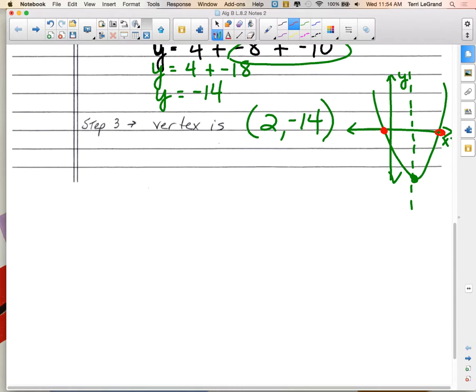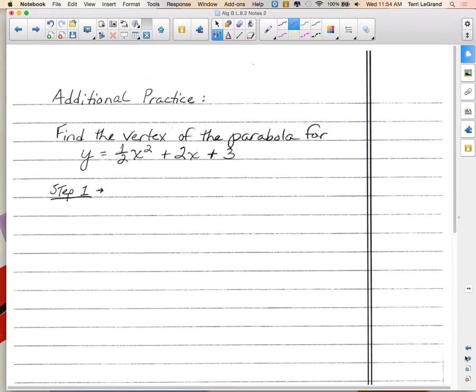Okay, let's go to the back side. Additional practice, find the vertex. What do you think is the reason I gave you this one to practice? Because you're going to look at it and say it has a fraction. Guess what? They aren't always nice integer A's, B's, and C's all the time. In fact, I tried to be nice to you and give you the ones that are better. So what's the first thing we're going to do in this?